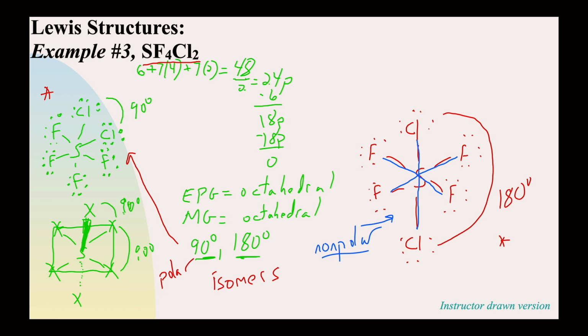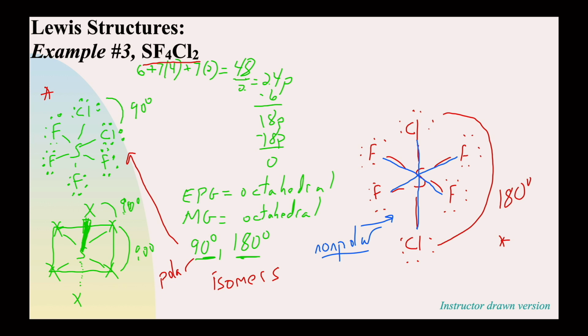So the angles will help you to see the isomers sometimes, and then definitely you can use that to figure out if something is polar or non-polar. The non-polar entry over there would be a symmetric molecule because everything around the central atom is the same. The Cls are 180 from each other, so they cancel. The two Fs are canceling each other.